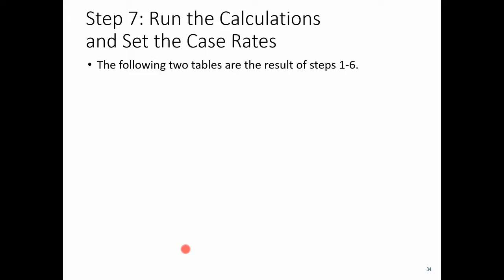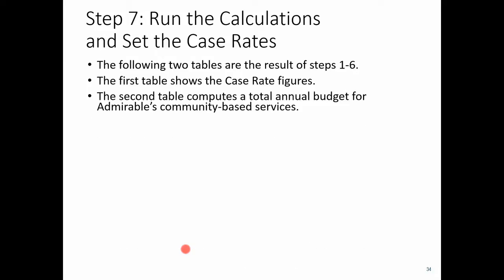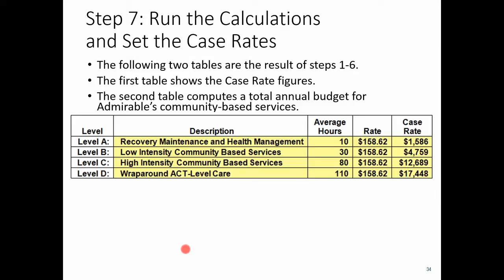The following two tables are the results of everything that we just covered in this chapter. The first table shows the case rate figures. The second table computes the total annual budget. So this is a useful piece. This is pulling information from those previous slides. What are the average hours? What's the average rate per hour? And here's what my case rates are if I use my average rate per hour.